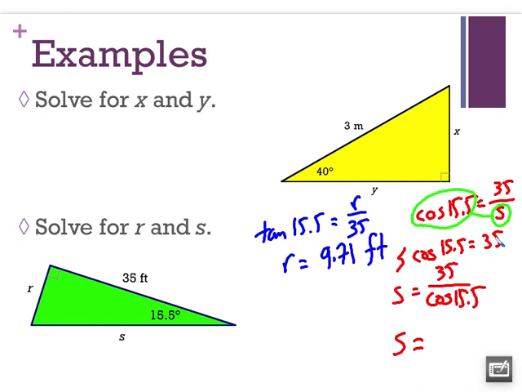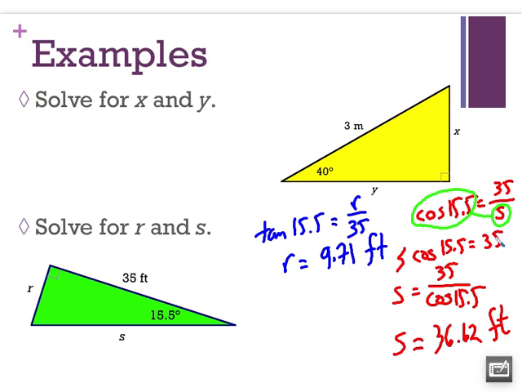36.32. Yes? Beautiful. Does that make sense? Yeah, because we said it's got to be bigger than 35, because it's the hypotenuse. Questions?